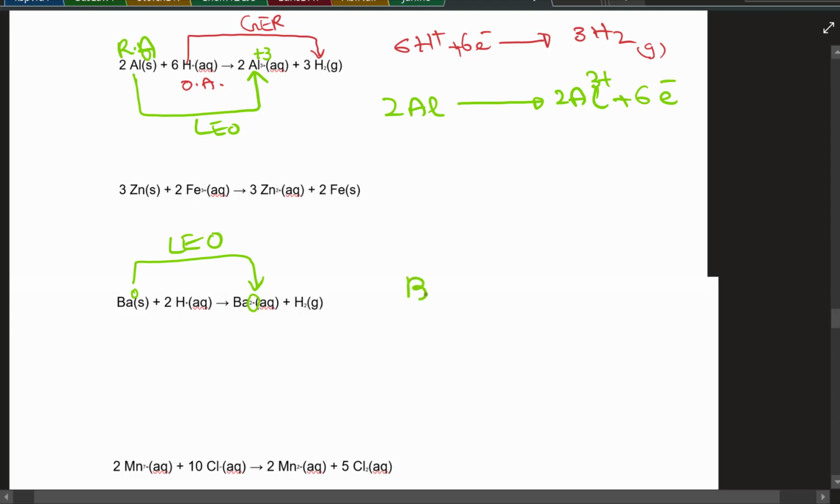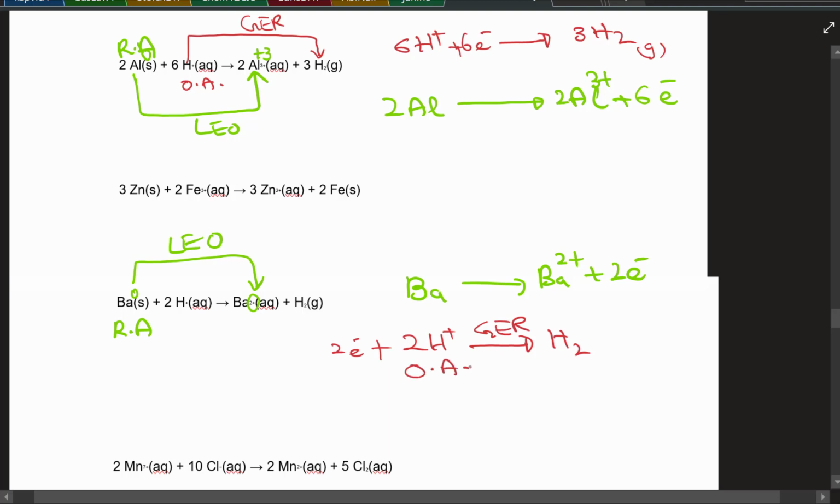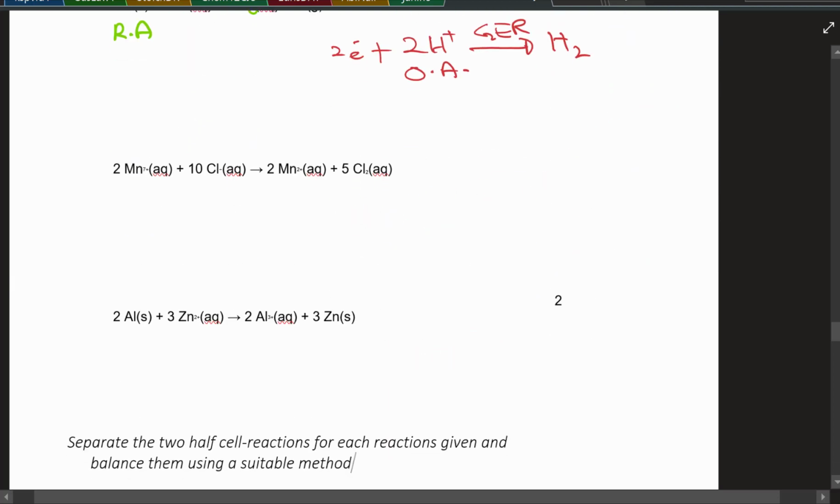And barium is also the same thing. Barium goes to barium 2 plus, and the 2 electrons are kicked out, and then the 2H plus gets those 2 electrons and becomes H2. So redox is always balanced. There are no electrons floating around in the air. So electrons only go through the wire, right? The conductor, and that's how it is, right?